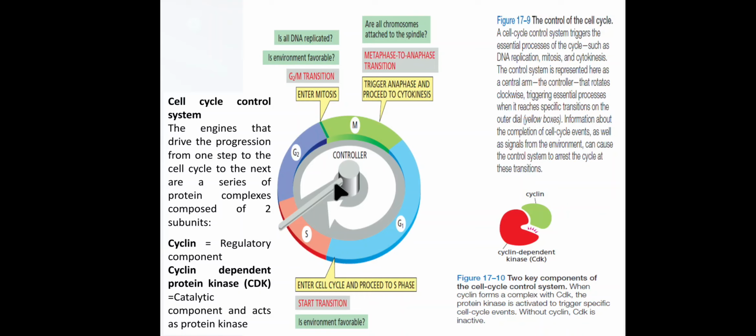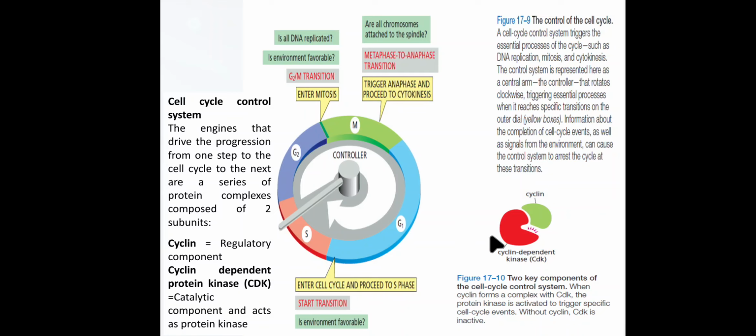What all does it control? It checks: is the DNA replicated in the G2 phase, is the environment favorable at the G2/M transition. When it comes to M phase, are all chromosomes attached to the spindle? It checks for that. And if we come to G1 phase, it checks whether the environment is still favorable to continue this cell division. So this is a control system.